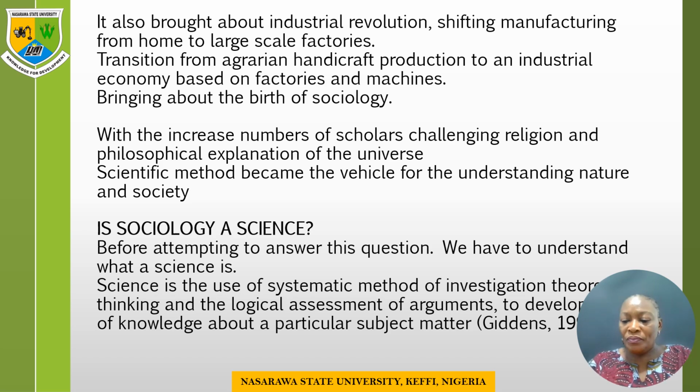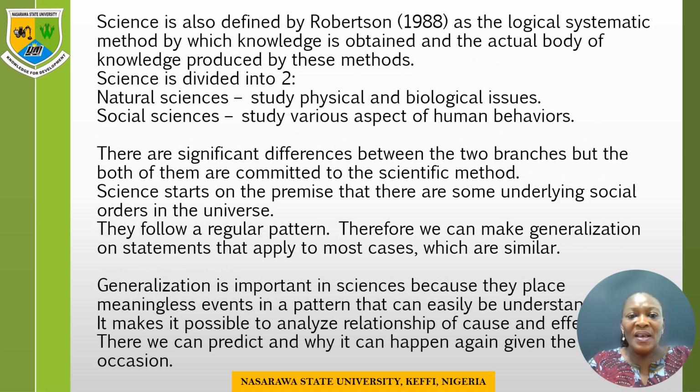Science is also defined by Robertson as the logical, systematic method by which knowledge is obtained and the actual body of knowledge produced by this method. In every way, science is telling us that if you are carrying out a research, it has to be logical, it has to be systematic, and it has to be accurate. It has to be bias free, and that is how you get scientific knowledge.